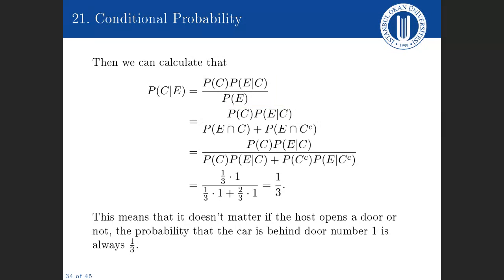And if we go through this, if we do the rules and things we're allowed to do, you see that we end up with a third. So what this means is that it doesn't matter if the host opens the door or not. The probability that the car is behind door number 1 doesn't change. It's always a third. It doesn't change to a half. It's always equal to a third.